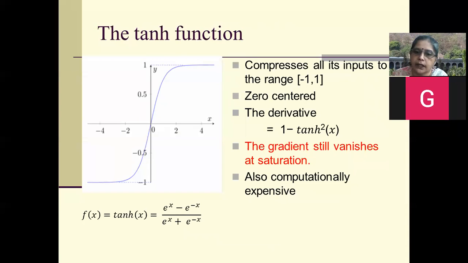Okay, so instead of sigmoid, we can go for the tanh function. The tanh function is centered at 0, but still the derivative for the tanh function is 1 minus tanh square x. So if your output is 1, even for the tanh function there is a possibility that the derivative becomes 0 or the gradient vanishes. Also, the tanh function is computationally very expensive because if you look at the equation, it is e raised to x minus e raised to minus x divided by e raised to x plus e raised to minus x. So the tanh function is also very computationally expensive.